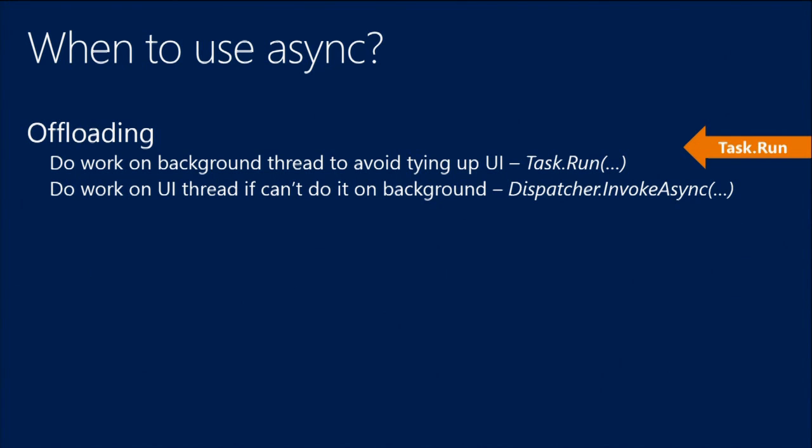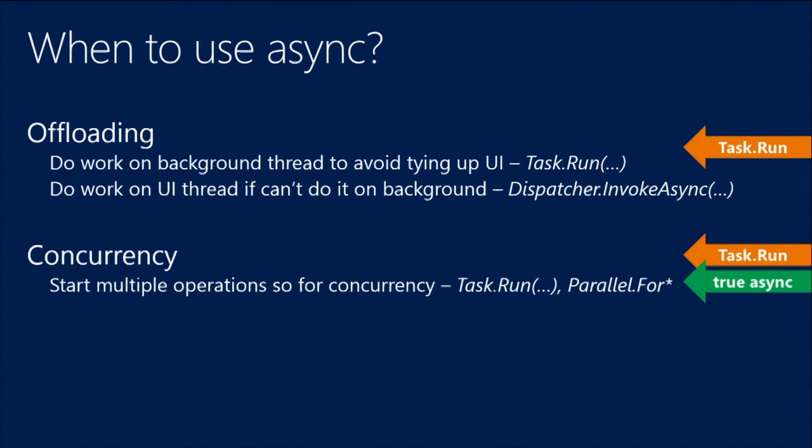Another reason why I want to use async is for concurrency, so I can start multiple operations. Sorry, one thing I meant to say on this side is that task.run is an appropriate thing to use for these reasons, but it's not generally going to be done by your library. You're going to leave it up to the caller of your library to do the task.run, and we'll see why with a practical example.